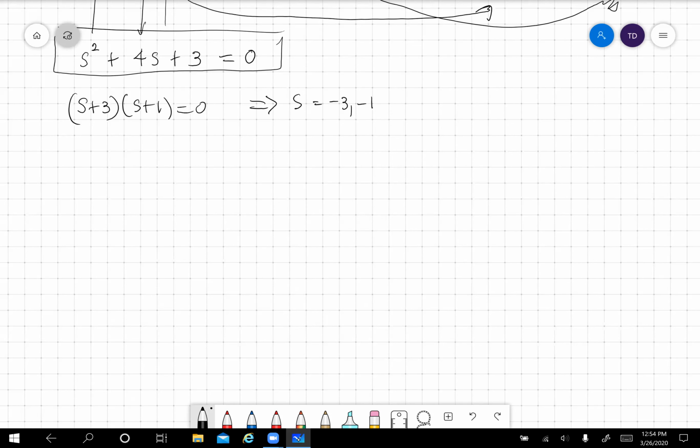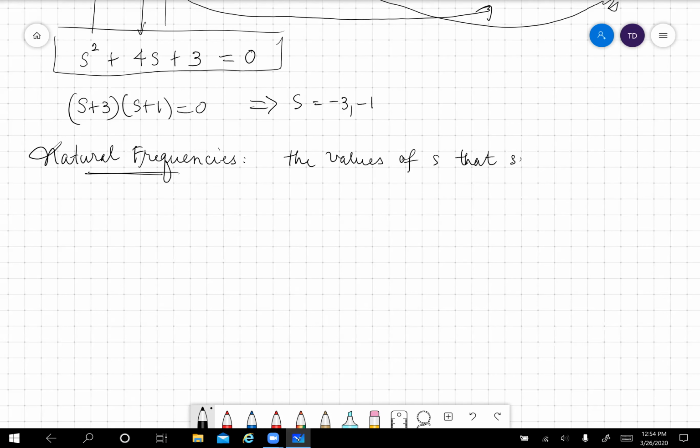So let's look at the natural frequencies. What are the natural frequencies? By definition, the natural frequencies are the values of s that satisfy the characteristic equation. So these are the values of s that satisfy the characteristic equation.